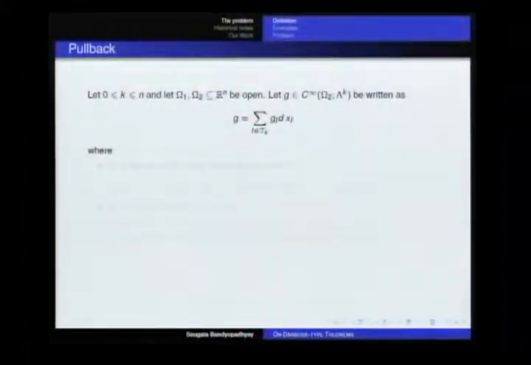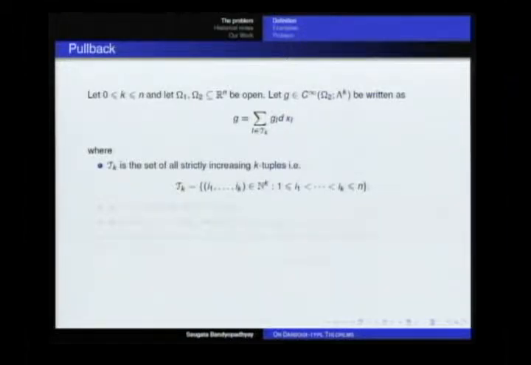Let n stand for the dimension of the space, and k is an integer that will stand for the order of the differential form, and omega 1, omega 2 are two open sets. Let g be a smooth differential k-form, which we write in the standard way. g is the summation over g_I dx^I, where I is in T_k, the set of all strictly increasing k-tuples, and g_I is a smooth function defined over omega 2, and dx^I is the wedge product of dx_{i1} up to dx_{ik}.